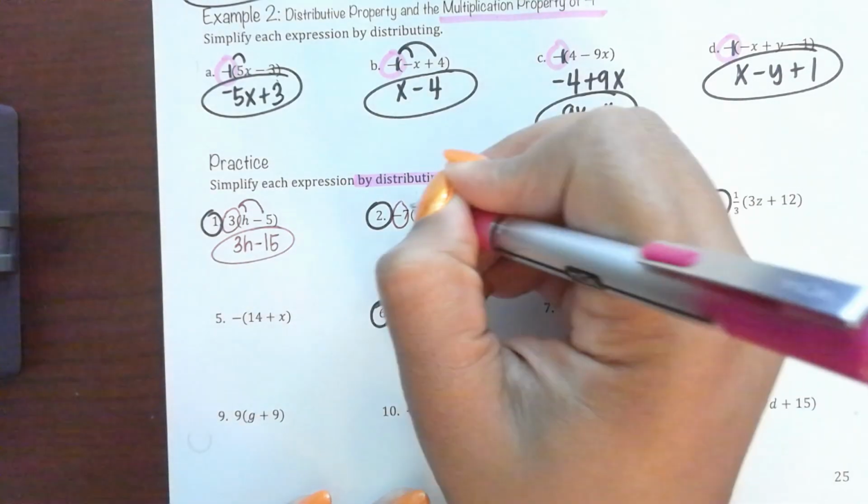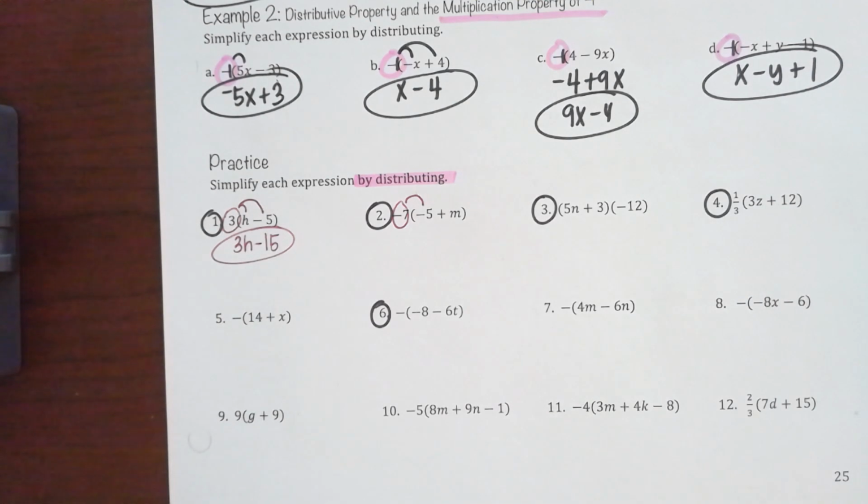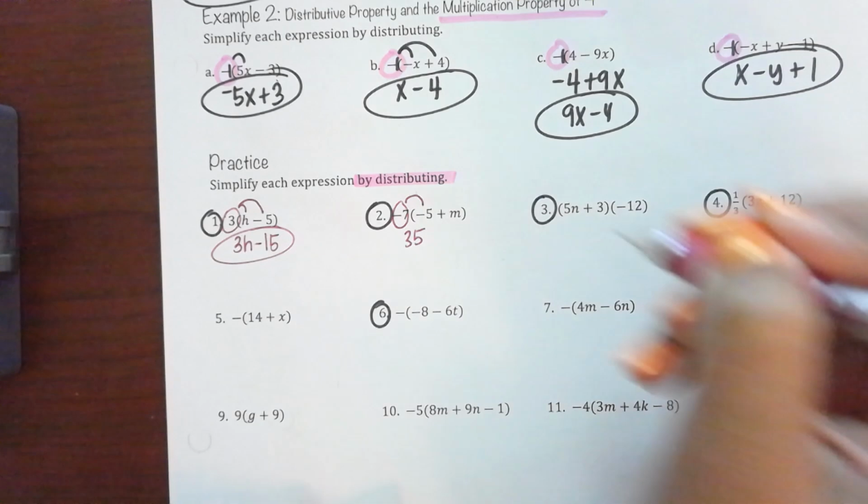Number 2, what's being distributed? Negative 7. So what's being multiplied first? Negative 7 times 5. Multiplying 2 negatives results in a positive. So what's 7 times 5? 35. We have 35. But am I done? No. What's being multiplied next?